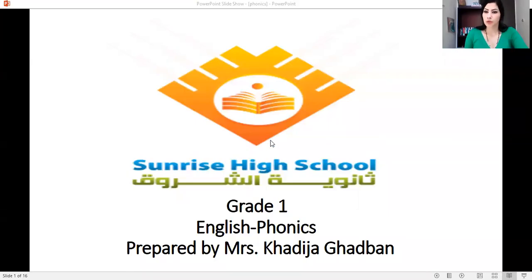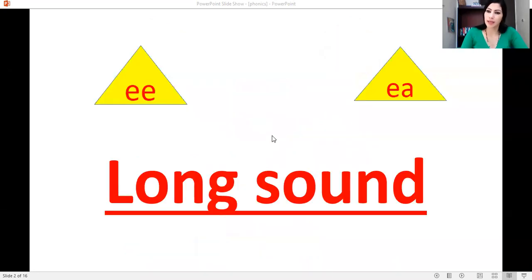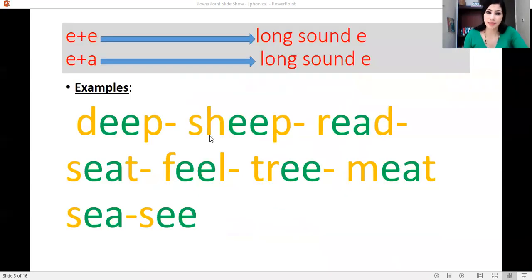Hi everyone. Today I'm going to be teaching you about vowel teams, where EE and EA work together to give the long vowel sound E, as in deep, sheep, read, seat, feel, tree, meet, see. As you see here, we have EE, but in the word read we have EA. And both give the long vowel sound E.